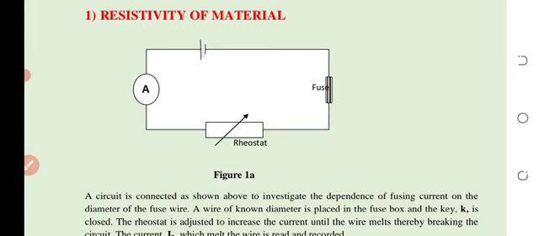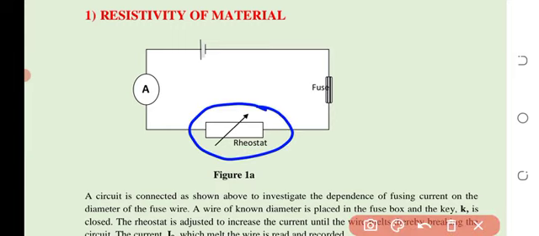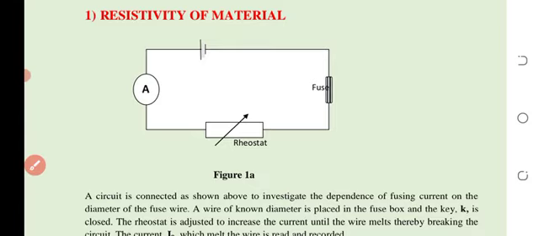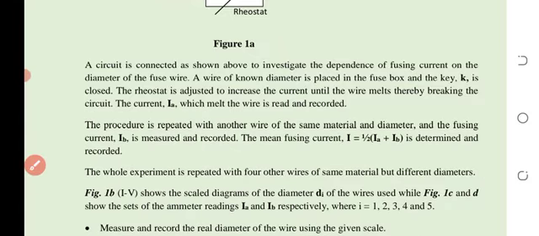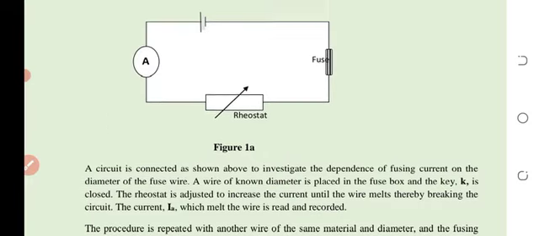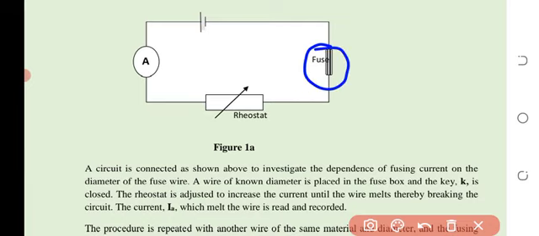And we all know the function of a rheostat in a circuit. The rheostat controls the flow of current in the circuit, while the ammeter measures the current that is flowing through the circuit, and the source of potential difference is the source producing the current as well. Now, according to the illustration here, a wire of known diameter is placed in the fuse box. In the circuit, we have a wire of known diameter placed there.